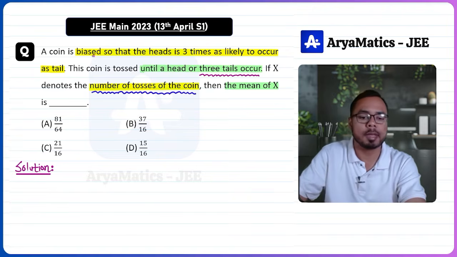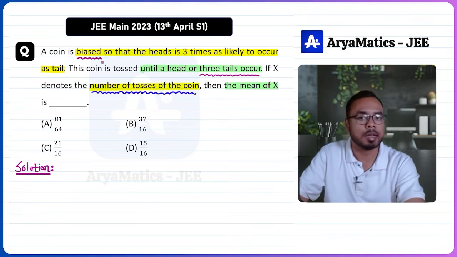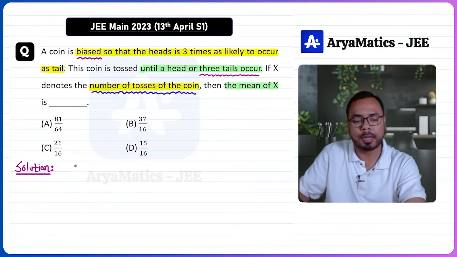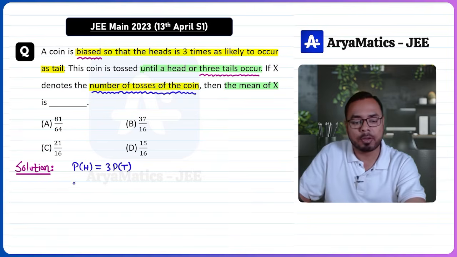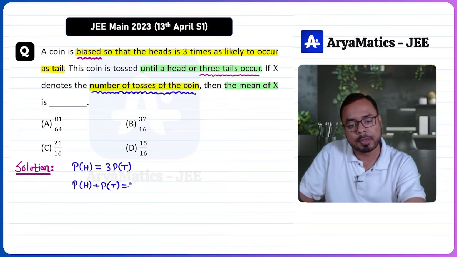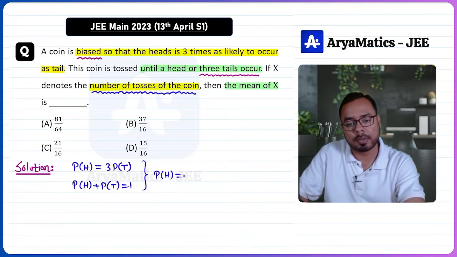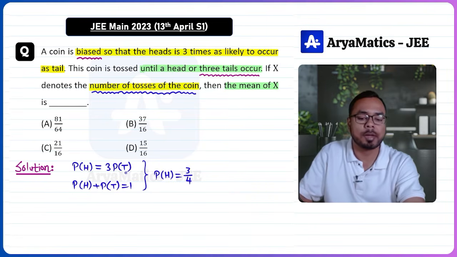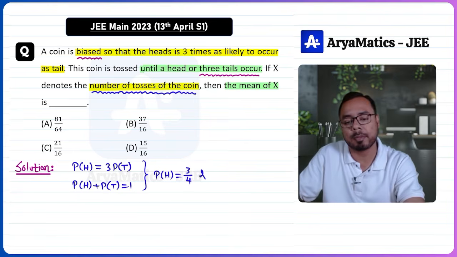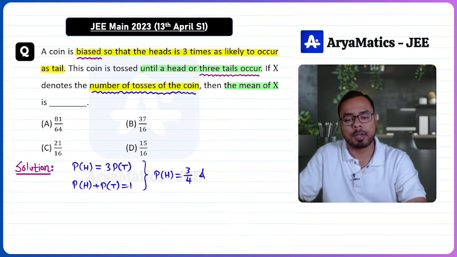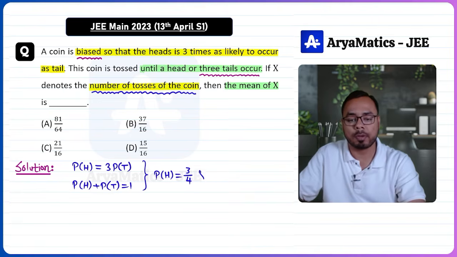Now first of all, the coin is a biased coin. That means the chance of getting head and tail is not the same, because it is given that head is 3 times as likely to occur as tail, so the probability of head is 3 times the probability of tail. Also, the probability of head plus the probability of tail must be 1, because we'll get one of these two outcomes. So by solving these two equations, you will find that the probability of head will be 3 by 4, right? In place of the probability of head, we can substitute here. So the probability of head will be 3 by 4, and the probability of tail will be 1 by 4.